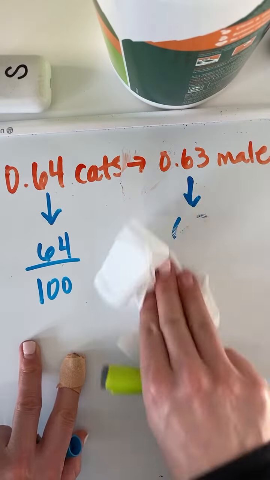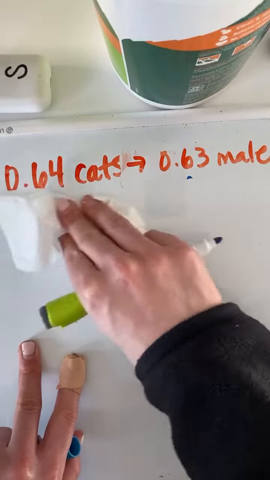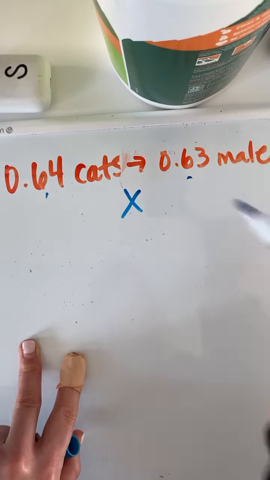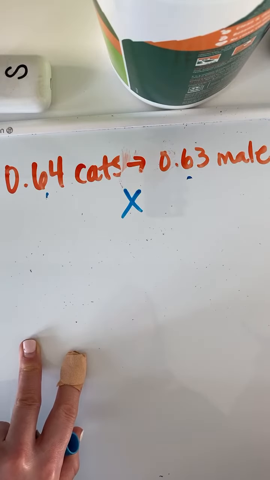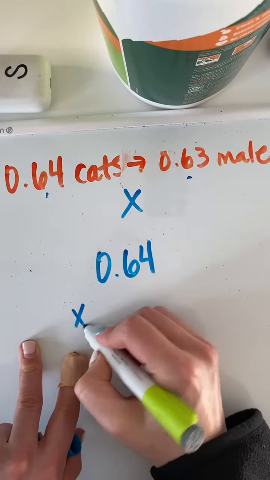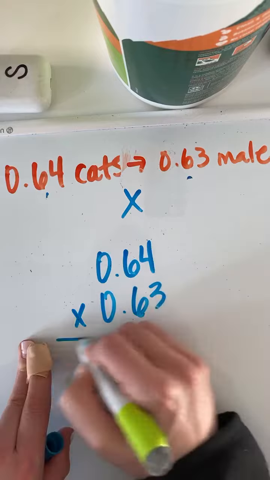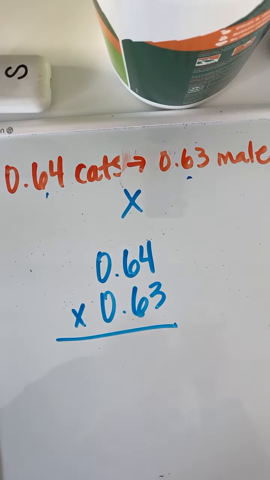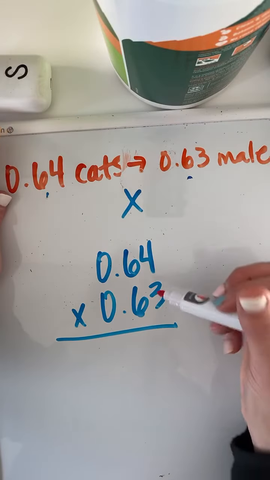So whenever we hear that word of with fractions, we should automatically be thinking multiplication, and that's exactly what we're going to do here. 0 and 64/100ths times 0 and 63/100ths. So we're going to just solve as if it were a normal multiplication problem, ignoring those decimal points.